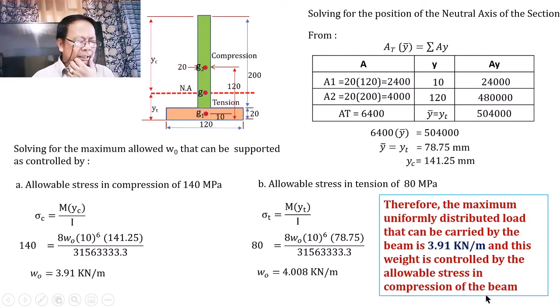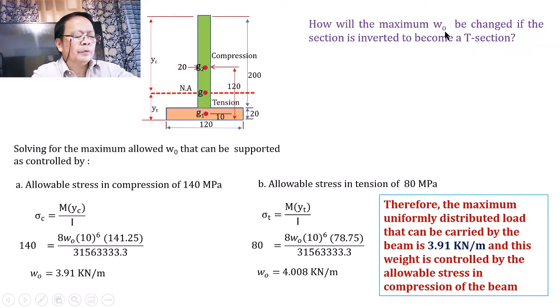Now, let us go back to the second question. It is a good question. It says, how will the maximum W sub O be changed if the section is inverted to become a T section? We might mistakenly think that they would have the same maximum allowable W sub O even if it is used as an inverted T or as the real T section. So, we will be checking it.